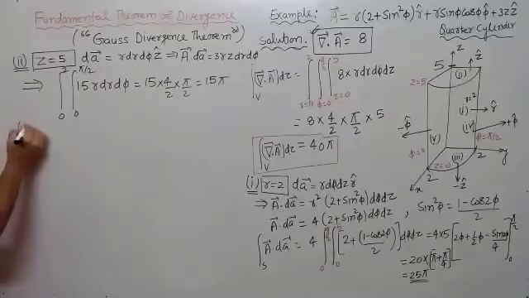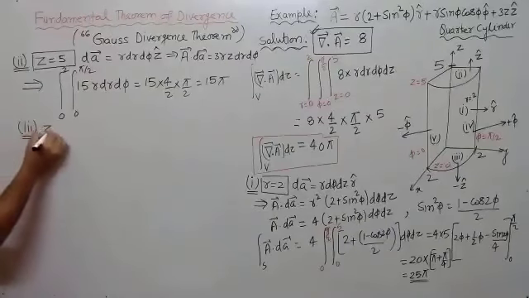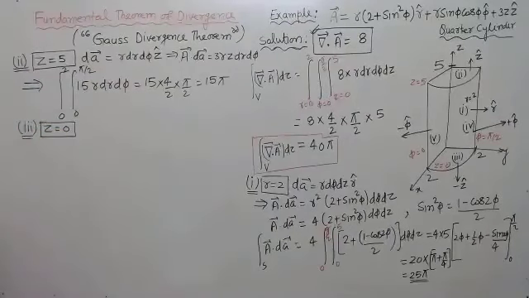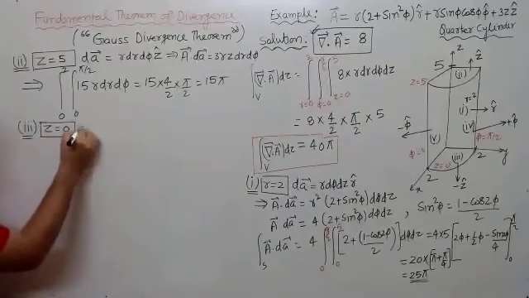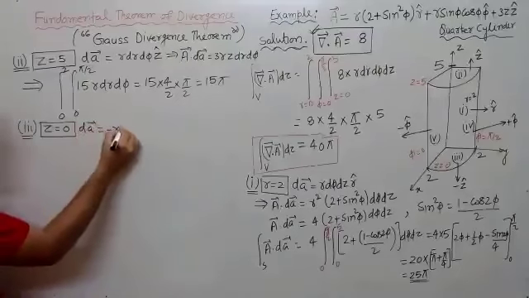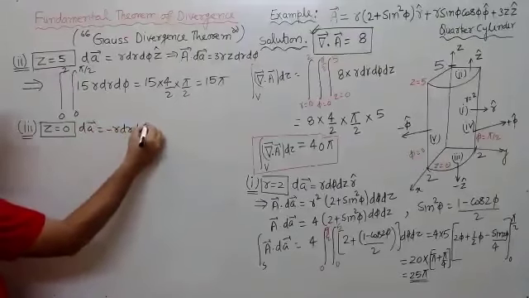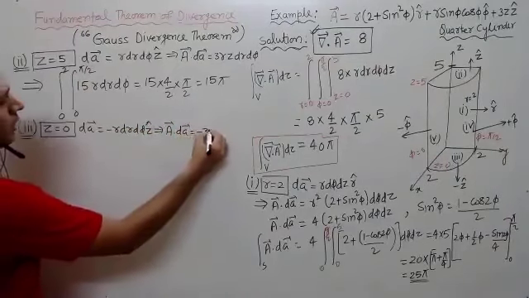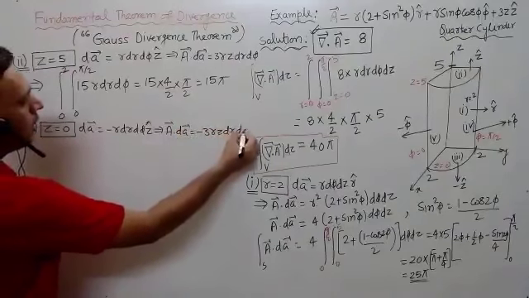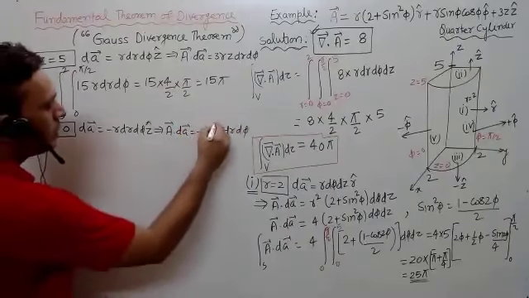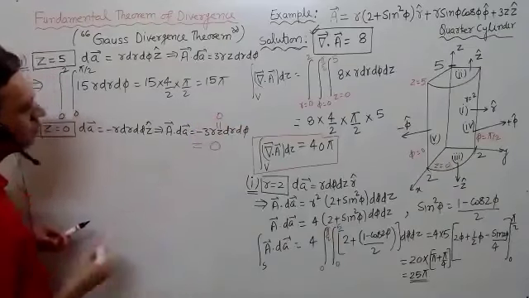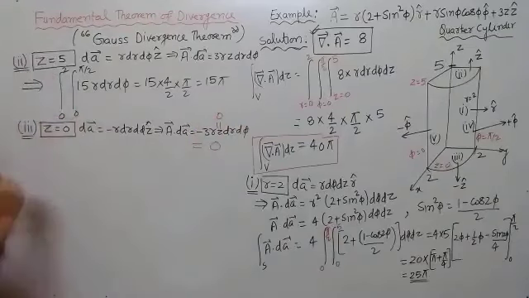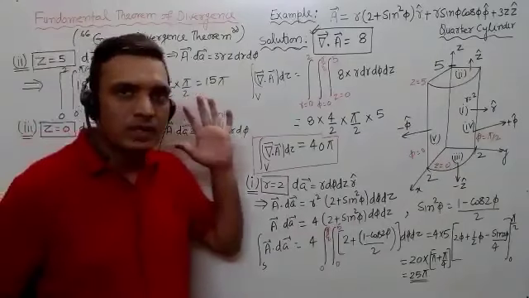Now surface 3. Surface 3 is z equal to 0. So calculate on this surface. Again dA will be minus r dr d phi z cap. So what will be A dot dA? Minus 3r z dr d phi. But now z is 0 here. So this value will be 0. This is the z equal to 0 plane. So A dot dA will be 0.